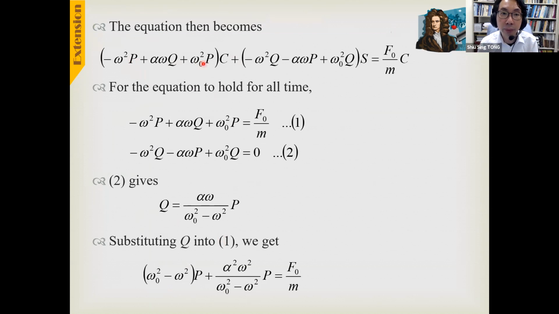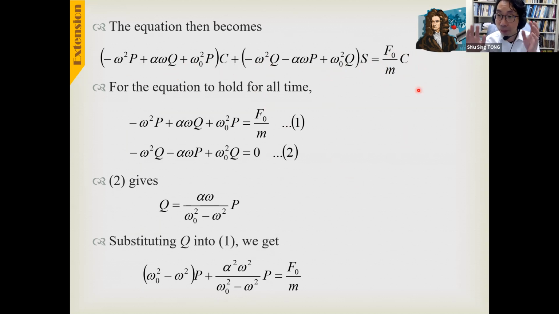One group of terms goes with the cosine omega t, and the other group of terms are the coefficients for the sine omega t. On the right hand side, the driving force involves a cosine, so I have F naught over m times the cosine. Now, if this equation is to be satisfied, then the coefficient of the cosine must be equal on both sides, and the coefficient of the sine must also be equal on both sides.